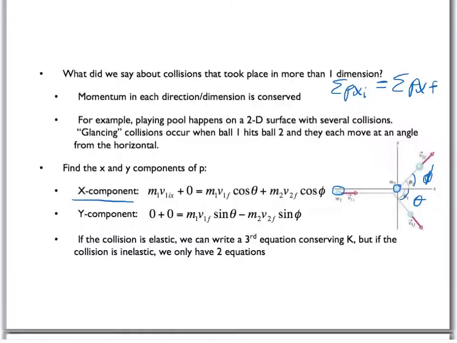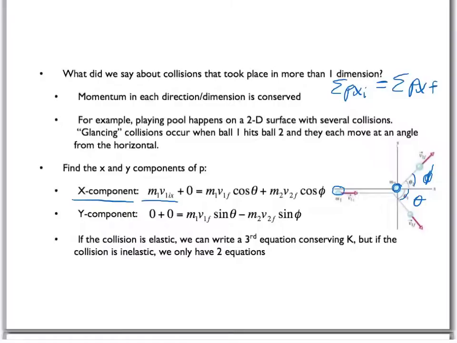Now, as we look at the initial problem, M1 is slamming into M2, while M2 was just sitting there at rest. So the initial momentum in the x direction is really just M1 V1. It's all in the x direction initially, and it's all from M1 because M2 was initially at rest.